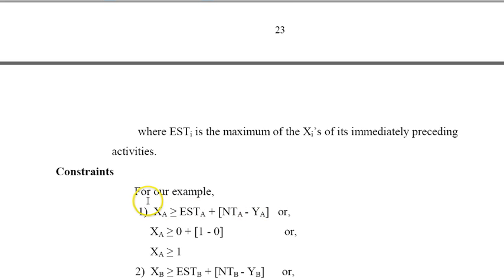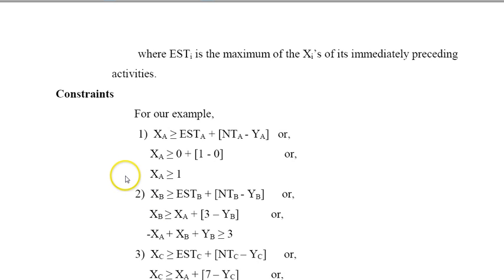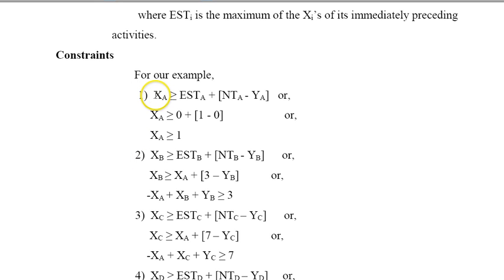Okay, so let's look at our constraints. The first one, so I need XA to be greater or equal to start time of A plus the normal time of A minus the crash time of A. Now all my constraints would follow this pattern, but this looks like an awkward pattern. So the start time of A is 0, the normal time is 1, the crash time we know is 0, so that gives me XA greater or equal to 1. So that's my first constraint. We should put it in this format.